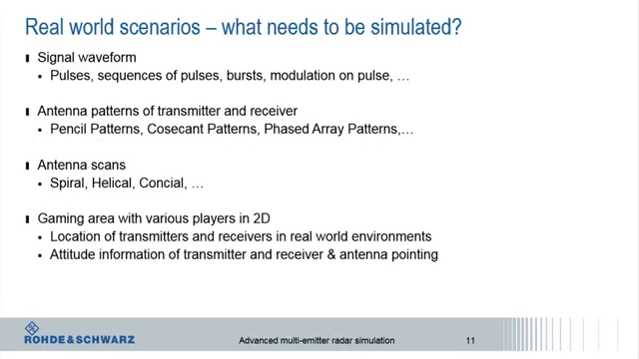As we've seen before, if you have various players, they have a location somewhere in a real-world environment. In addition, they have certain attitude information, and the antennas have pointing directions. If you are in a real-world simulation environment, you also have to account for the free space loss between the transmitter and the receiver.